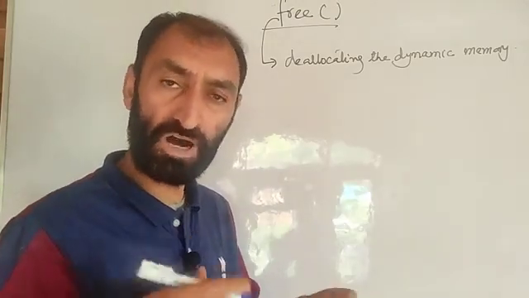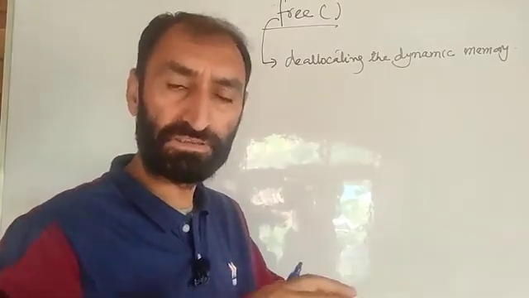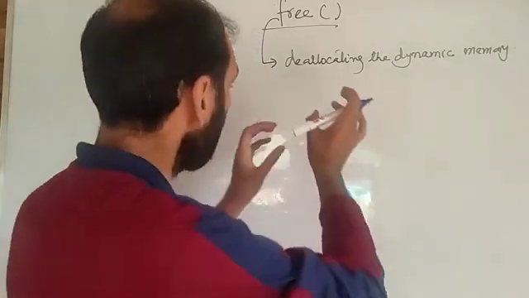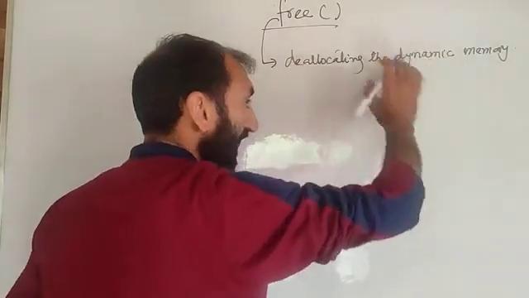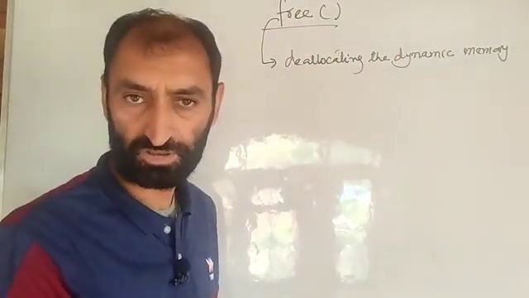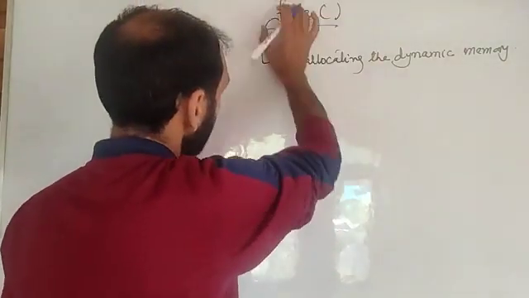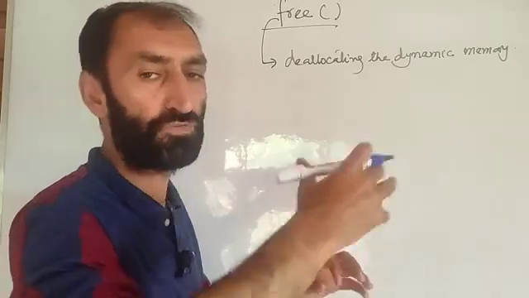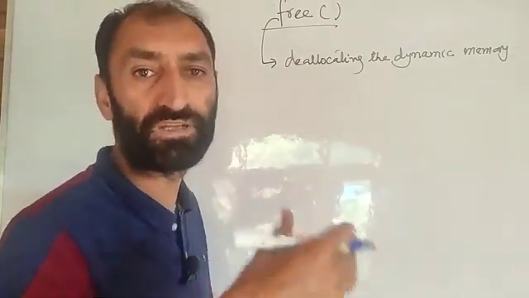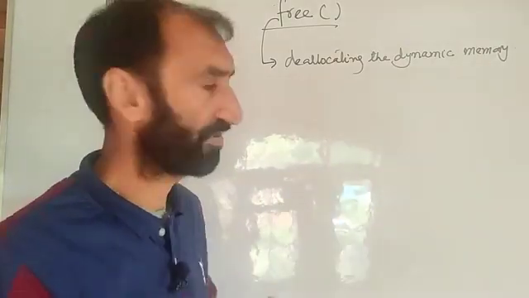As I have already told you, after using the memory, we must release that memory. We must free that memory. So, in order to free the dynamically allocated memory, we use this free function. That is the meaning of this free function. It is used for deallocating, releasing, or freeing the memory that has been allocated by using malloc, calloc or realloc function.